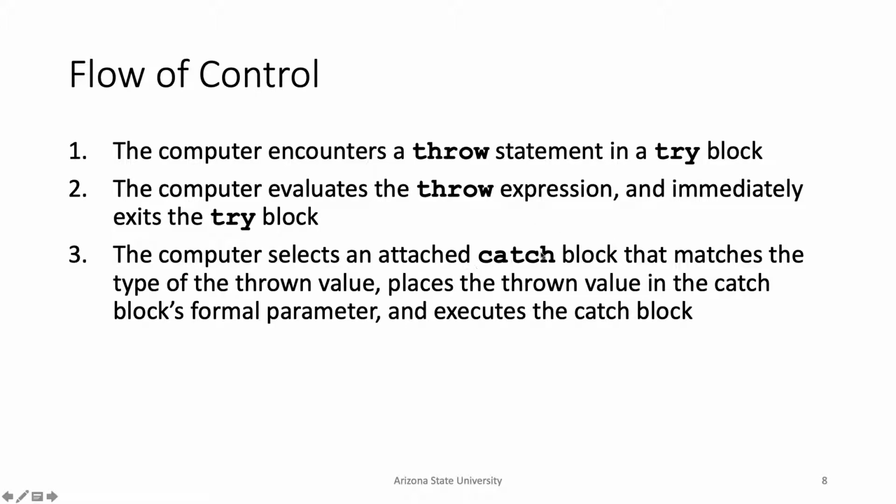Yeah, if it selects an attached catch block that matches the type, then it'll execute the code in the catch part. So I don't know how you do this, but could you possibly have your catch statements at the end of your whole program, away from the try block? It has to follow immediately after the try block. Yeah, so it's like an if-else statement. The else has to immediately follow an if statement.